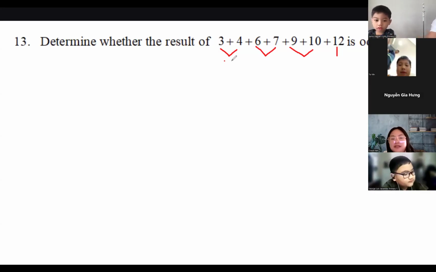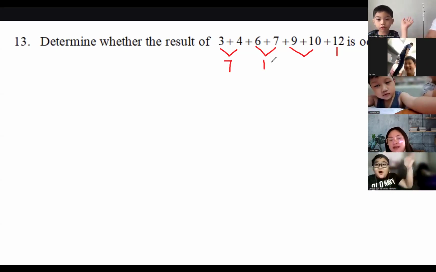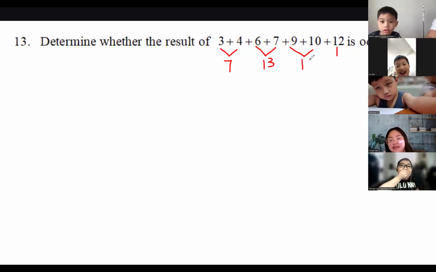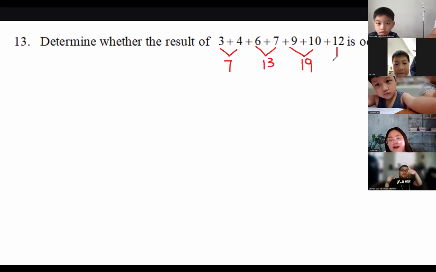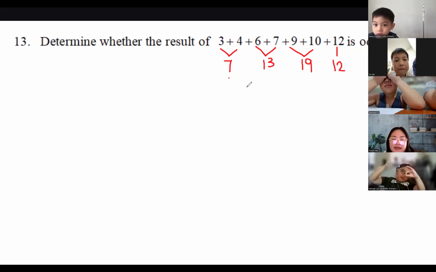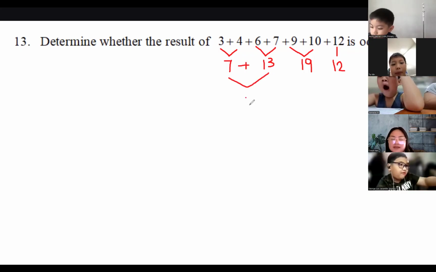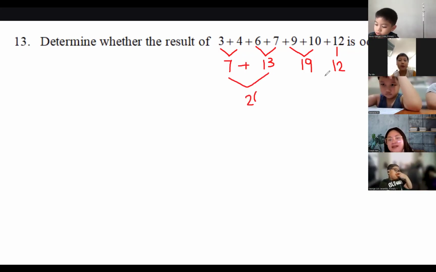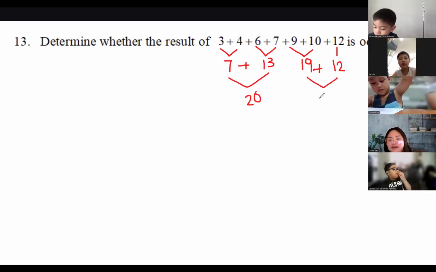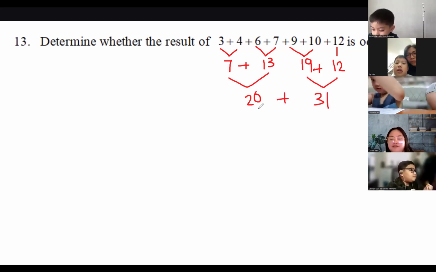So 3 plus 4, that is 7. 6 plus 7, that is 13. 9 plus 10, that is 19. And you have 12 here. So again, pairing again. 7 plus 13, you have 20. 19 plus 12, you have 31. And when you add them all together, you get 51.